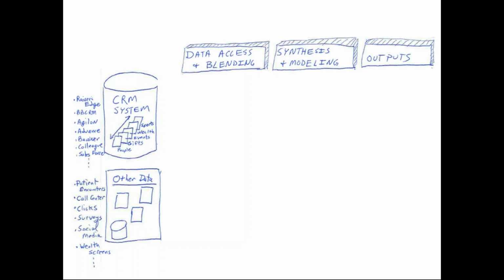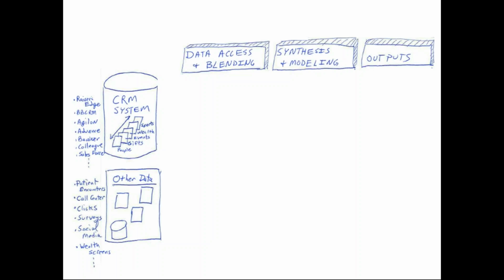To turn it into useful information, which is the framework for the rest of this talk, there are three basic things you need to do. You need to access and blend the data together, because separate tables are not particularly useful or interesting. You need to synthesize and model it, structure it, create new metrics out of it, bin it. Then you need outputs that deliver it to your team in appropriate ways for them to consume it.